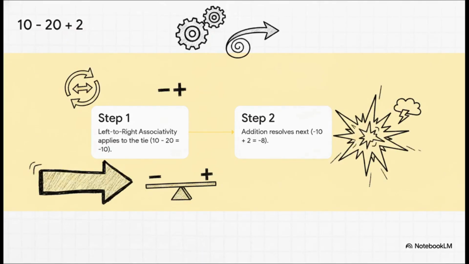But what about the expression 10 - 20 + 2? Subtraction and addition are on the exact same priority tier, so this is a tie. And we call upon our tiebreaker, associativity. For standard arithmetic, associativity tells us to move left to right, so we evaluate 10 - 20 first, giving us -10. Then we just add the 2. Our final answer? -8.